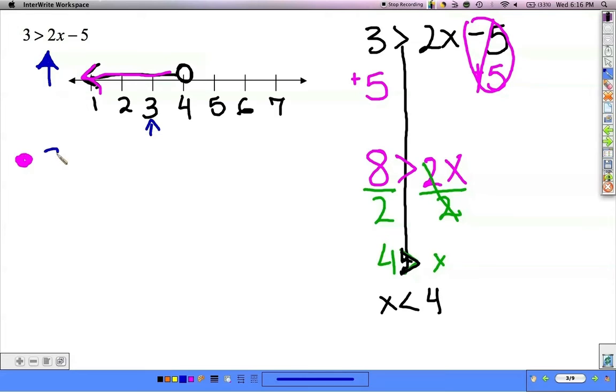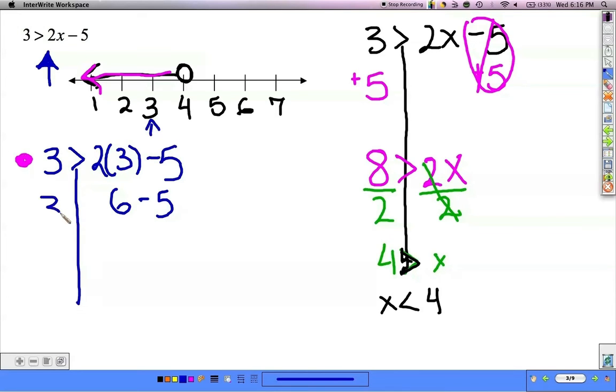So putting it right back into our original inequality, we have 3 is greater than 2 times 3 minus 5. 2 times 3 is 6 minus 5, and we're still saying that 3 is greater than that. 6 minus 5 is going to become 1, and 3 is greater than 1. This works, so 3 is a solution. That works out fine for us.